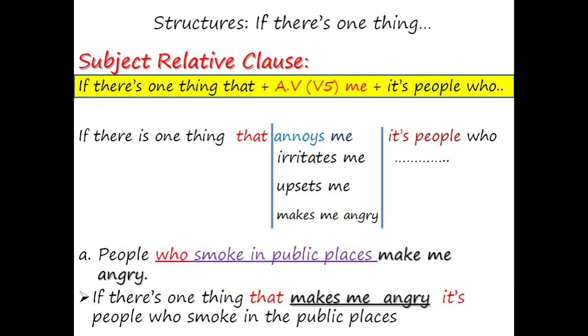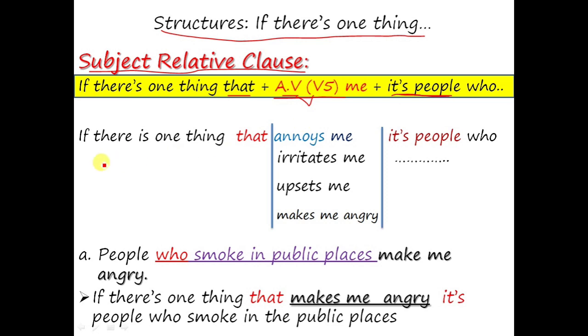So now let's see the structures for expressing our attitude beginning with "if there is one thing." Dear friend, you have already known subject relative clause and object relative clause. If the given sentence is a subject relative clause, our structure would be: if there is one thing that plus V5. Here we use the attitude verb in its V5 form, and then "me," and "it's people." Remember, here it is "it's people," you are adding "it's."